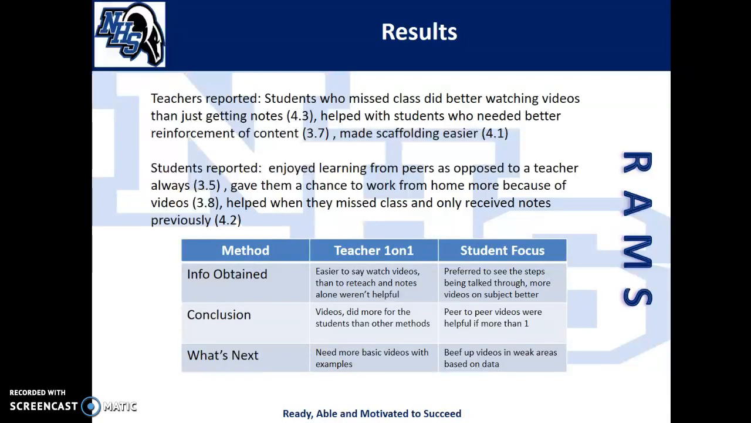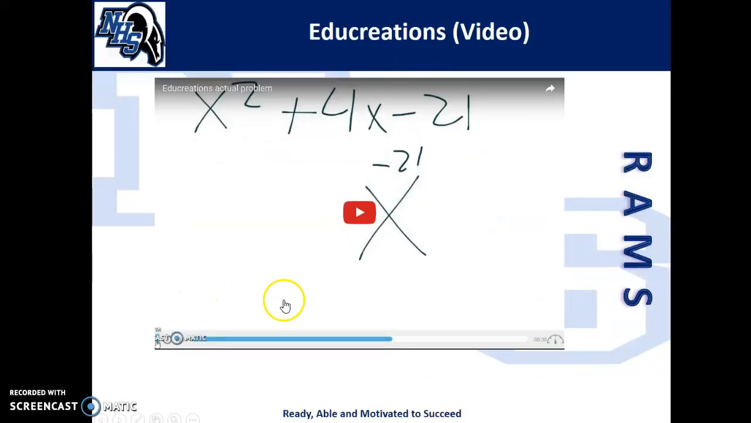What did our students say from the focus group? They preferred to see the steps being taught through. The more video on the subjects, the better. We concluded from that peer-to-peer videos were helpful if there were more than one, and that we needed to beef up the videos on weak areas based on the data. Here is a sample video that one of our students did using EduCreations.